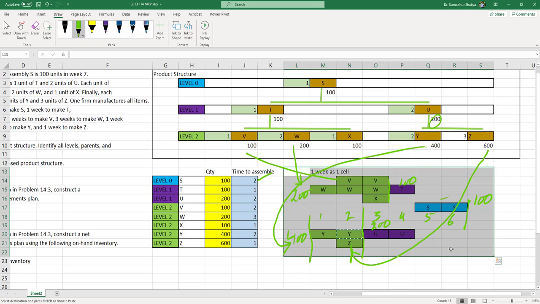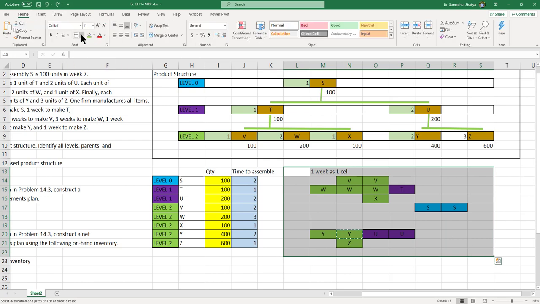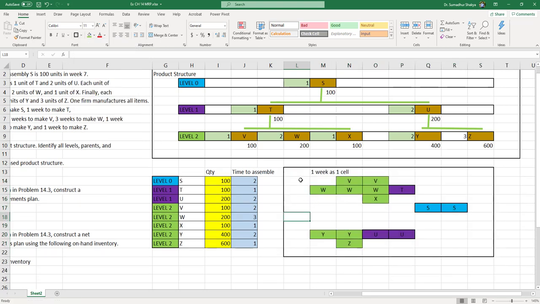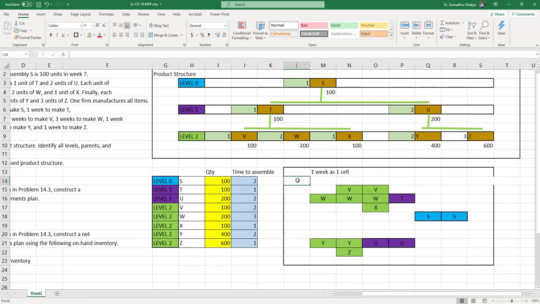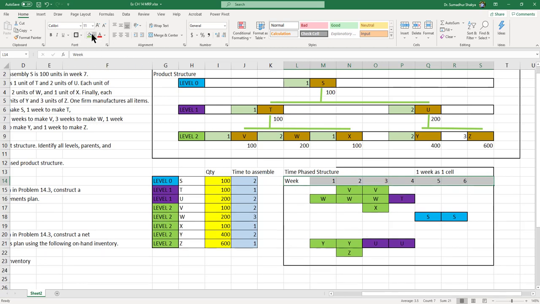Okay, so I'm going to type this up. Time phase structure. 1, 2, 3, 4, 5, 6.